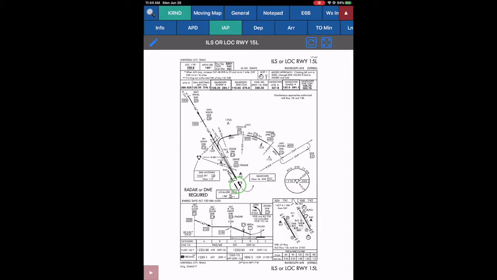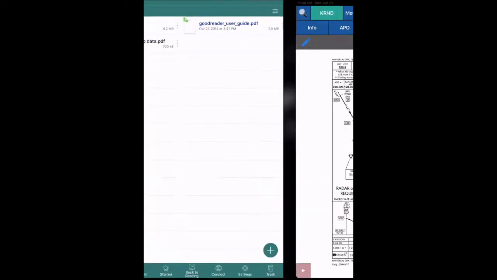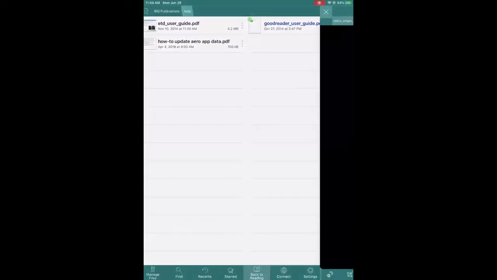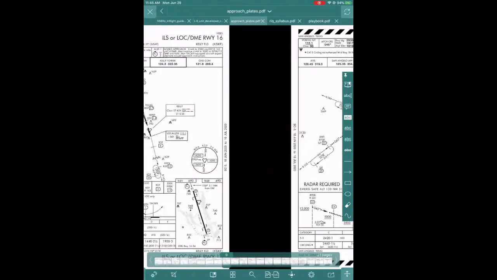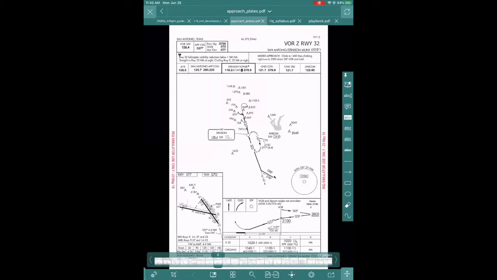Speaking of procedure turns, let me jump to my good reader for this question. I need a good, oh, here's a procedure turn. Here's a procedure turn. When would I not fly a procedure turn? You should have a little acronym. Make sure you know what each of those letters mean.